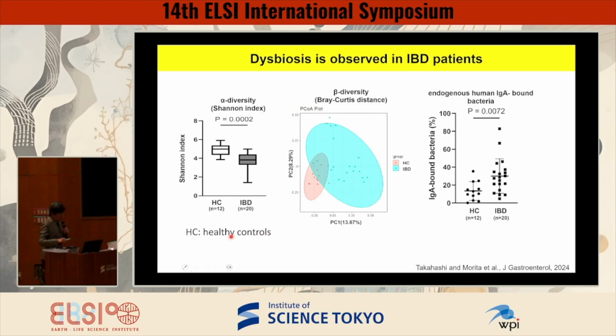And then we also checked whether the IgA these patients produce can bind to their harmful bacteria or not. As you see, the IBD patients' IgA can bind efficiently to their gut microbiota. But we don't know whether this IgA can properly bind harmful bacteria or not.